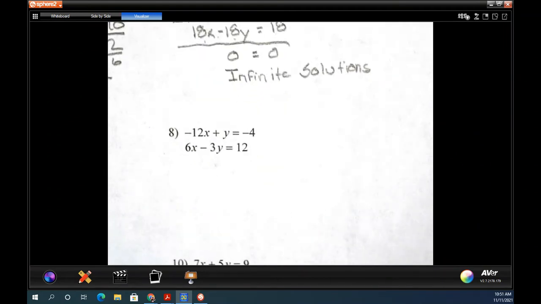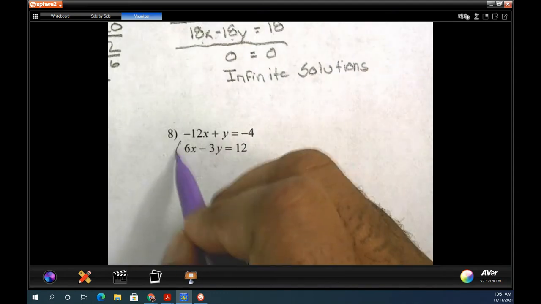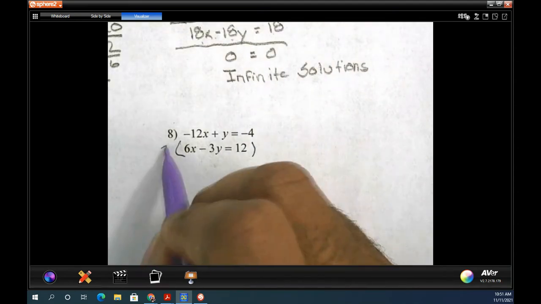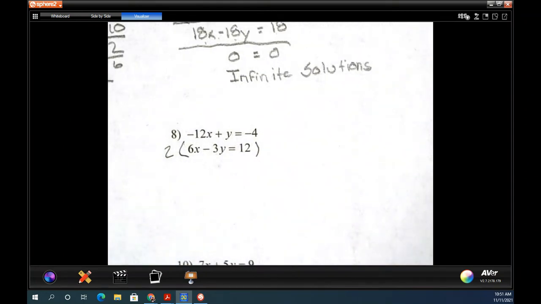Okay. Let's look at number 8. Which variable do you want to get rid of? All right, so what do we need to multiply by? 2. So multiply that one by 2 and see if you can come up and get the entire answer.